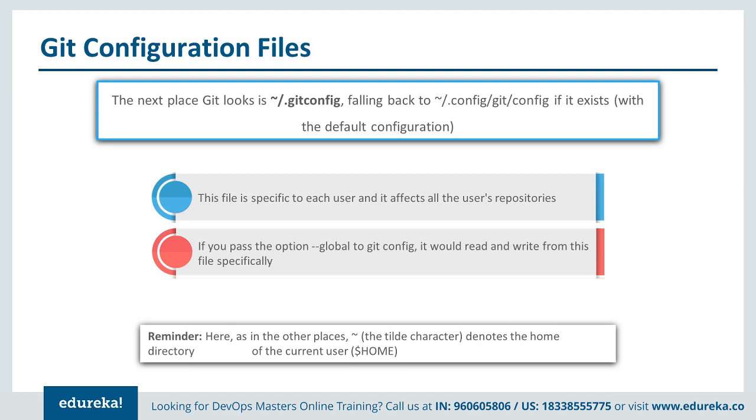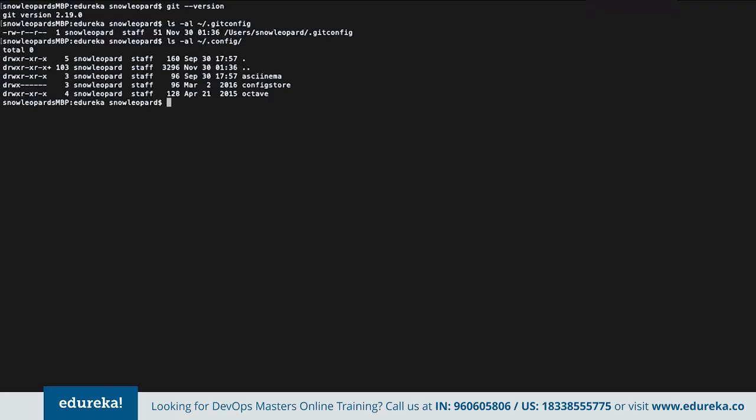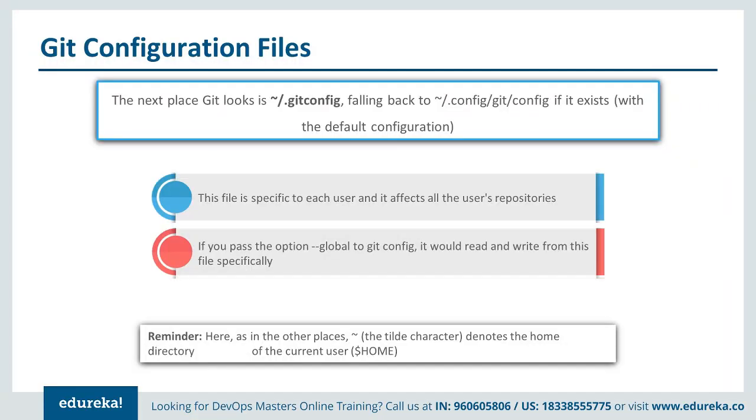The next place after the system level configuration is ~/.config/git/config, which is specific to each user and affects all the user's repositories. This is generally called the global level configuration, and it belongs to a particular user and will affect all the user's repositories. Again, this path may or may not exist. This is not mandatory, but if it exists, then the configurations will be applicable in the hierarchy, which I'll explain in the coming slides. For example, it does not exist on my system. Again, to read and write from this file specifically, we have to specify the --global option.